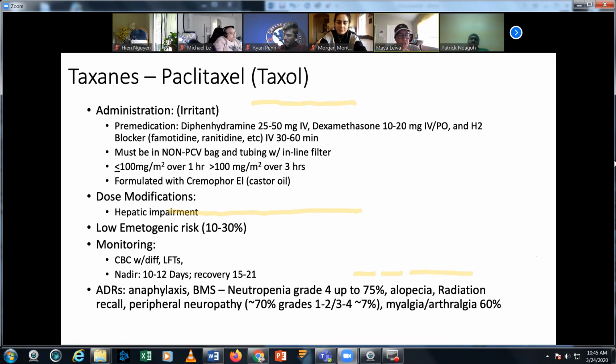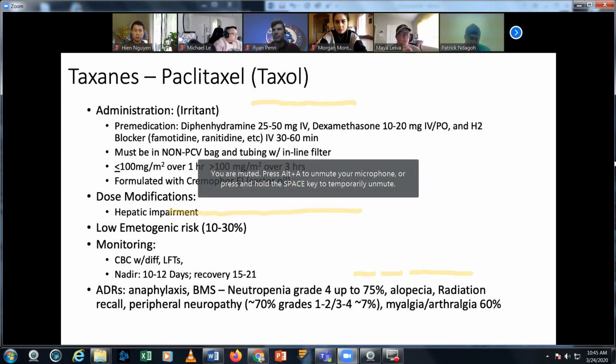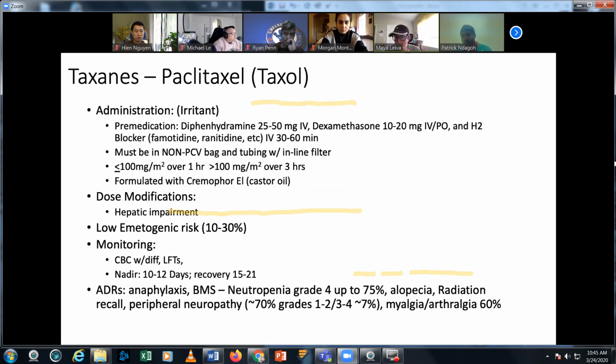And then for doses, if we do less than or equal to 100 milligrams per meter squared, we can run it over 1 hour. For any doses above that, we have to run it over 3 hours because patients will have a reaction if you run it too fast. And then we'll do some dose modifications based on hepatic toxicity. It happens sometimes. I don't tend to see full-on fulminant hepatitis, but I will see a rise in ALT, AST, sometimes alk phos as well. It's got a low emetogenic risk, so between 10 to 30% of patients might have some usually delayed nausea, but that's not a common complaint.